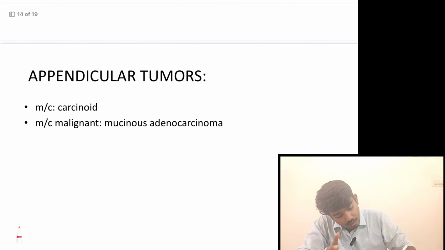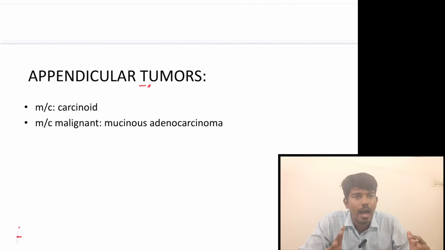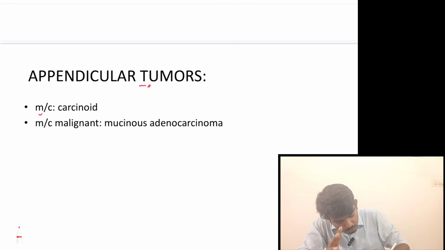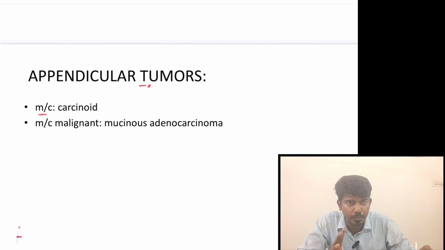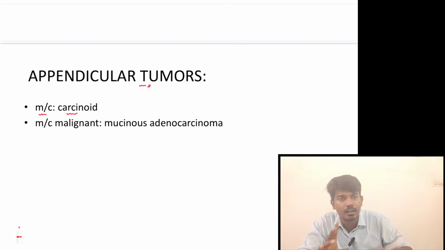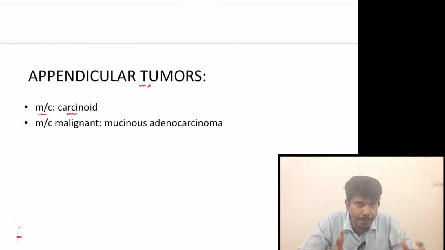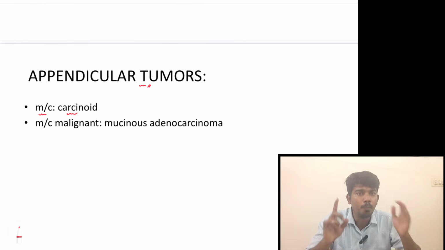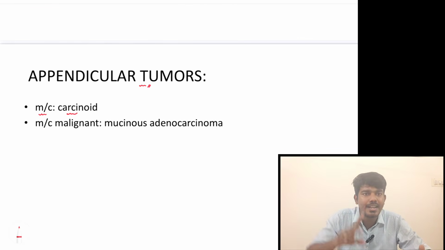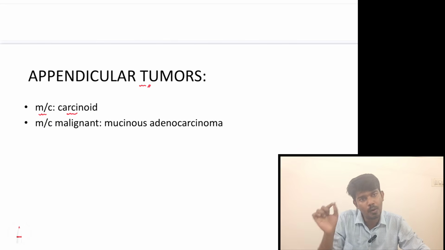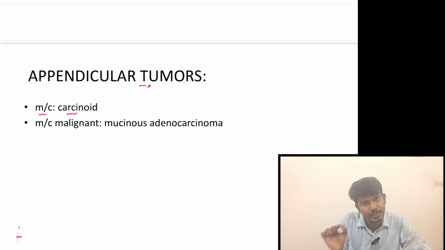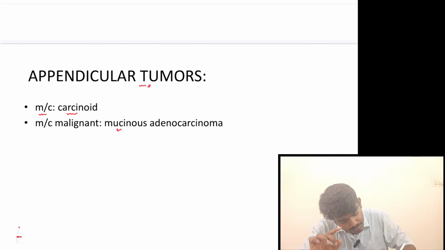Then next we are going to go for appendicular tumors. Okay, appendicular tumors. What is the most common appendicular tumor? That is a carcinoid. Carcinoid is the most common appendicular tumor, whereas the most common site for carcinoid is also the appendix. Okay, what is the most common malignant tumor of the appendix? It is mucinous adenocarcinoma.